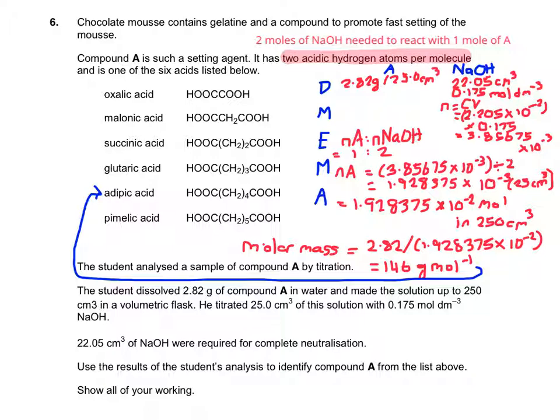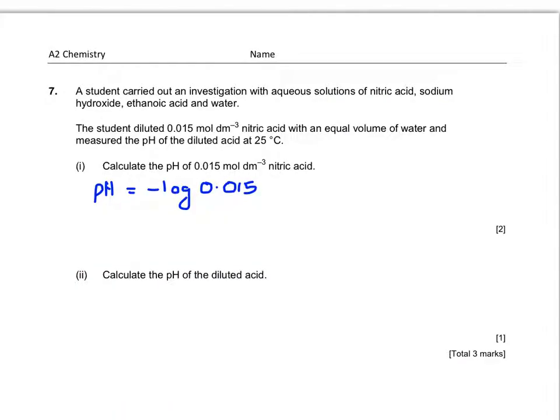Okay, so final question. Working on the same idea as before, nitric acid being a strong acid, you can assume that the concentration of hydrogen ions is the same as the concentration of the original nitric acid. So you can just sub in 0.015. So that gives us 1.82.